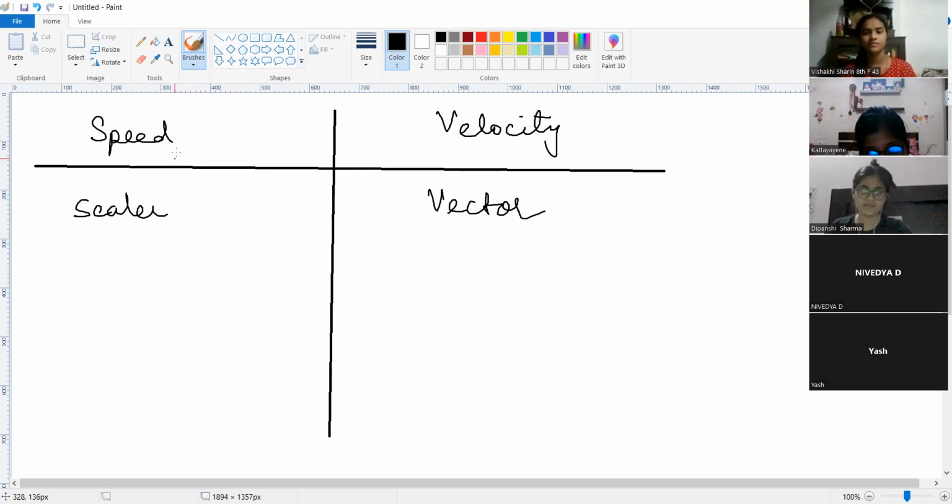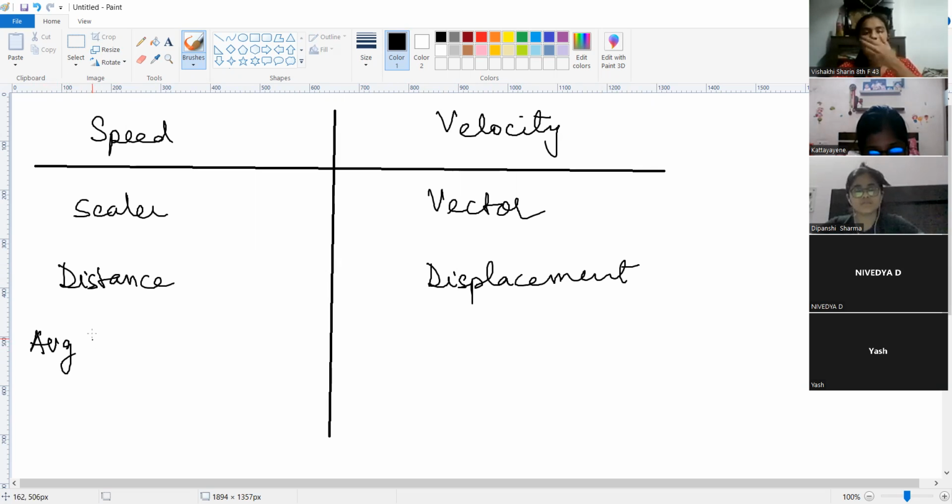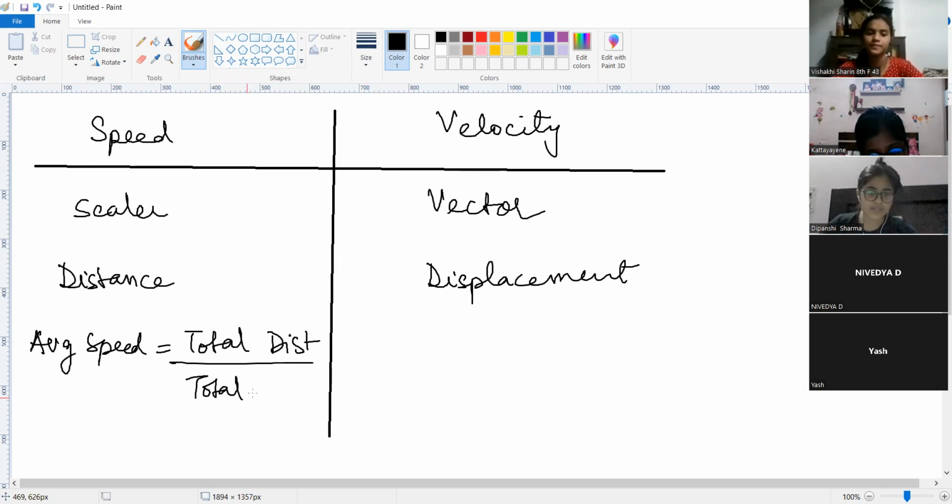Vector quantity. If speed is scalar, then it is dependent on distance. We just learned distance is a scalar quantity. Okay? And since velocity is a vector, it is dependent on displacement. Am I clear? So what is the average speed? Average speed is equal to total distance upon total time.